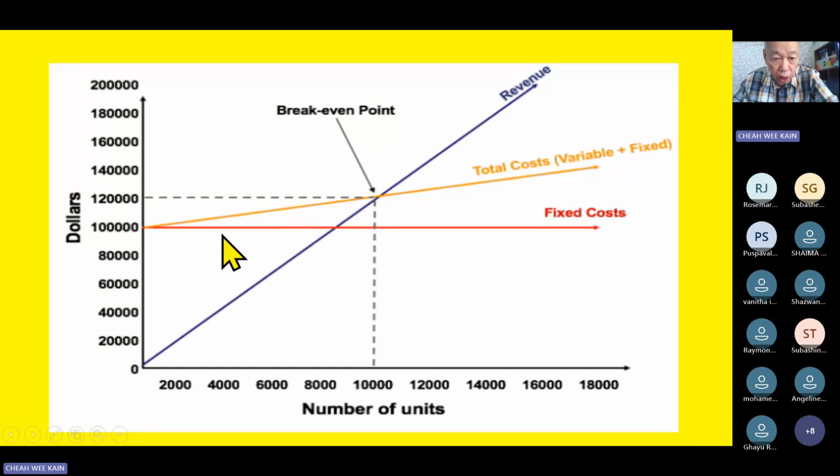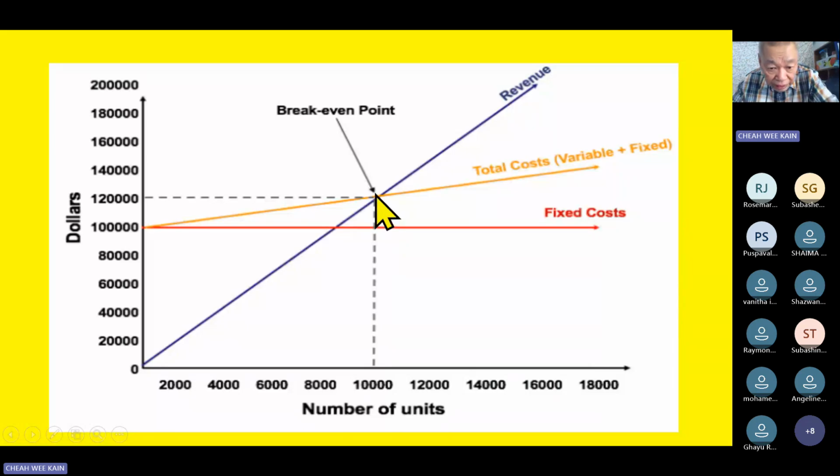Again, we'll have the fixed cost here. Now, this orange color actually can start from here, but to see the total cost, we put the orange color on top of the red color. So this is the total cost, and this is the revenue. And when the revenue touches the total cost, this is the break even. What does that mean? At this point, your total cost is here, your total revenue is also here. Means you make no profit, you make no loss.